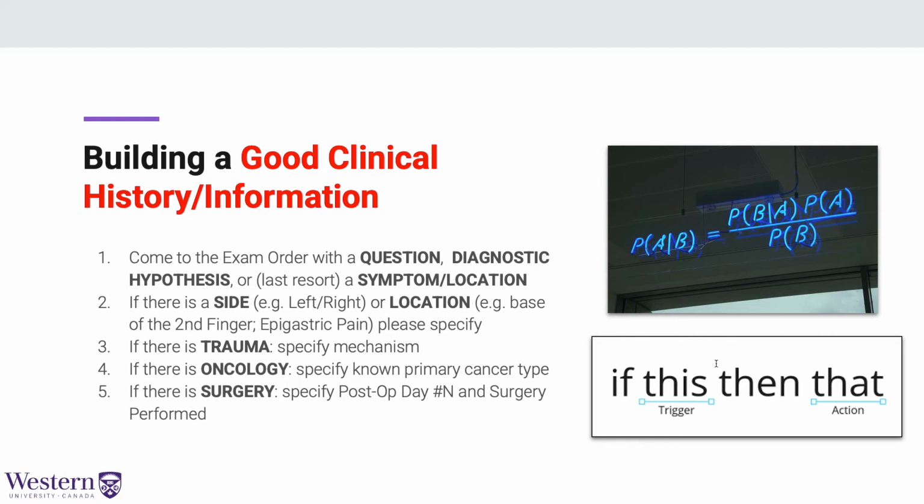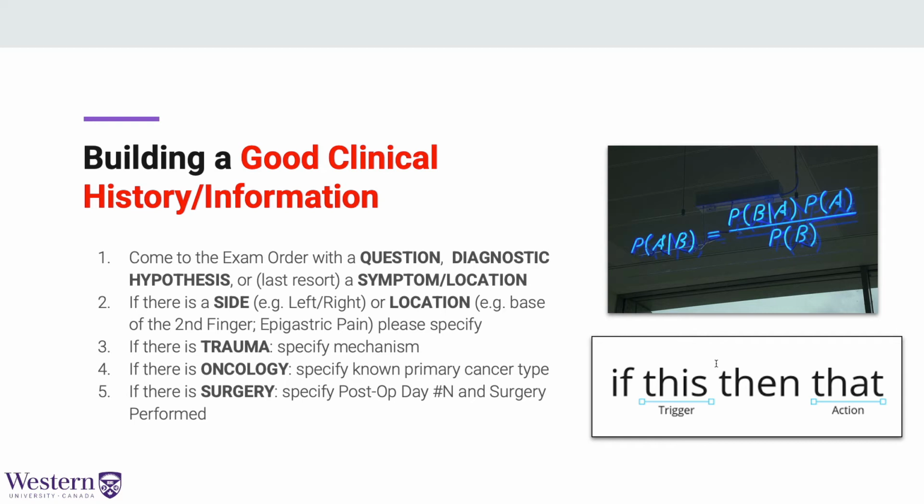The number one thing you should try to do in a good clinical history is to come to the exam with a specific question, a best guess diagnostic hypothesis, or if the clinical situation is unclear, a specific symptom or location of symptom. Ordering an exam is never just about performing an exam for the sake of doing it, but must ideally be paired with a specific question or problem you're trying to solve.